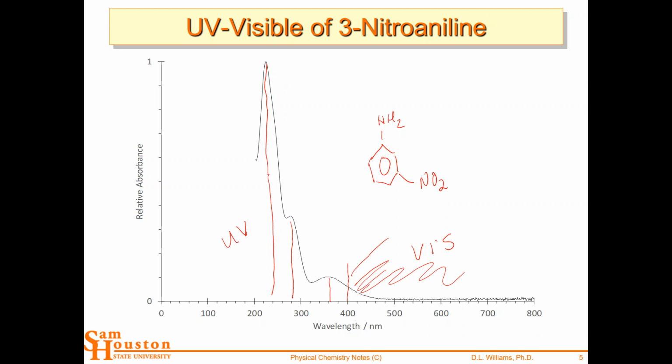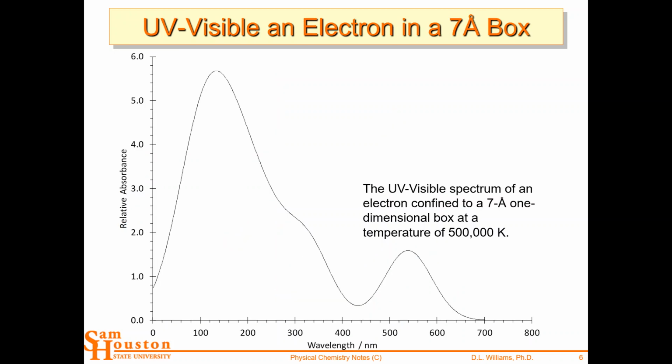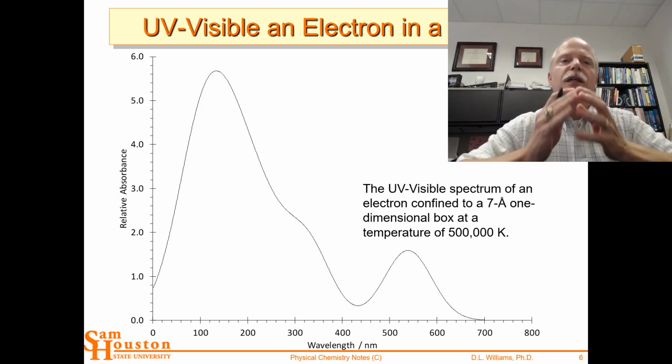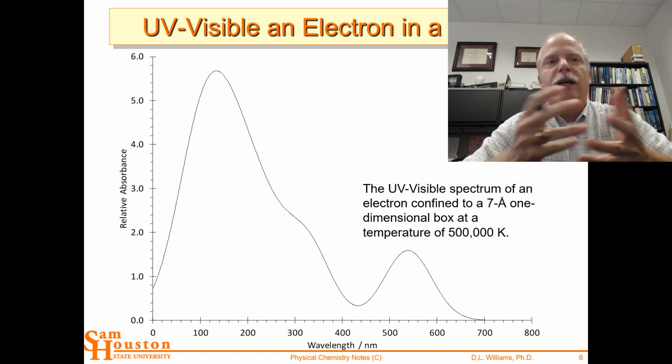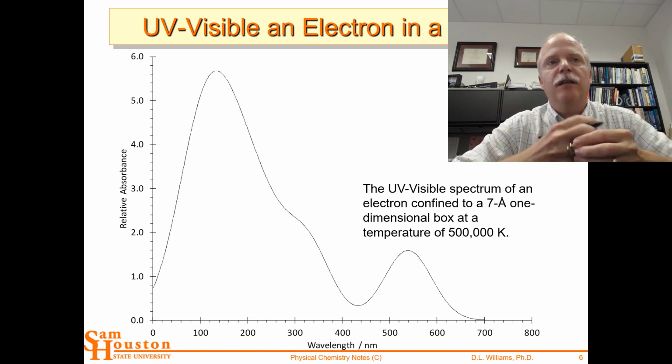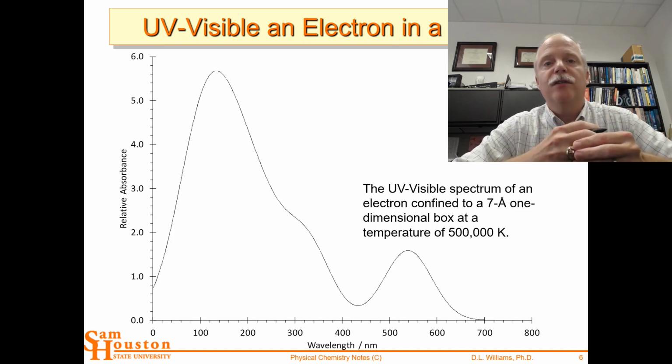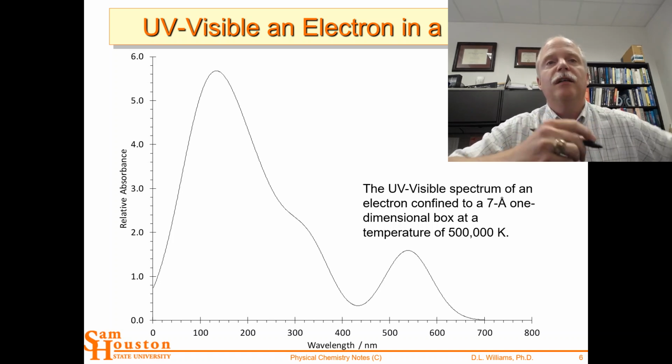So let's get away from such a complicated molecule and go to the particle in a box visible spectrum. This is actually a simulated spectrum of an electron confined to a 7 angstrom box. It is a theoretical spectrum, one that we've created and that you will create in the lab, and analyze in the lab. We have 3 main features that you would imagine if you looked at this curve. But in fact, there are actually 120 transitions underneath this curve. We're going to look at those in a second.